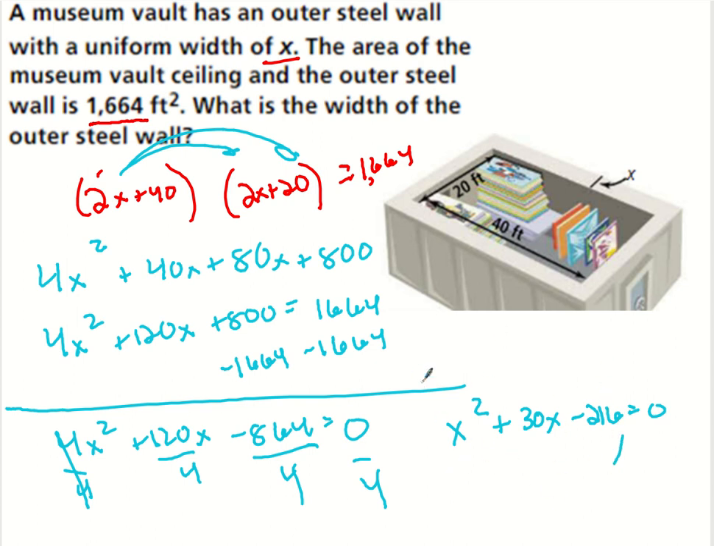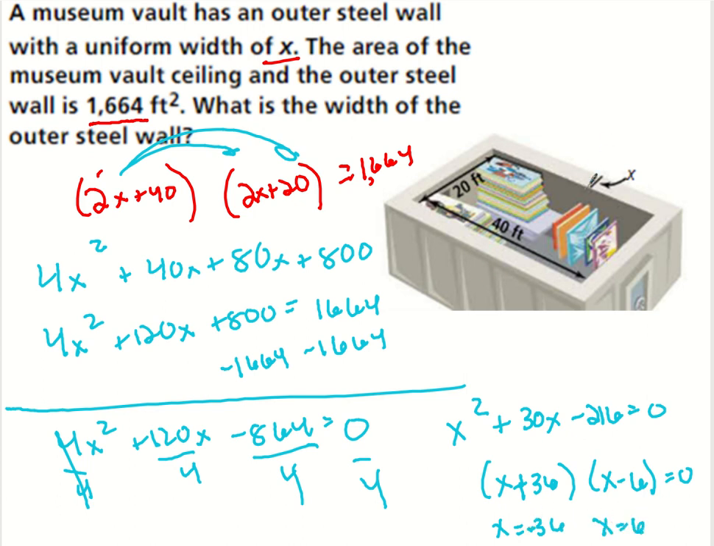So now I'm looking for factors of negative 216 that add up to 30. This might take a little bit of thought, but that's okay. It's going to be 36 and 6. I know it's going to be negative and positive. So positive 36 and negative 6, because positive times a negative is negative, and positive 36 plus negative 6 makes 30. Now these are my equations that I can solve for my possible widths. I would get x equals negative 36, and x equals 6 for the widths.